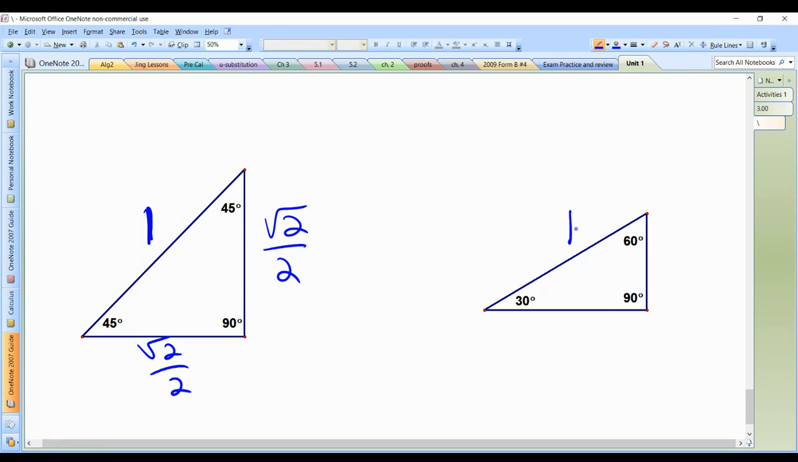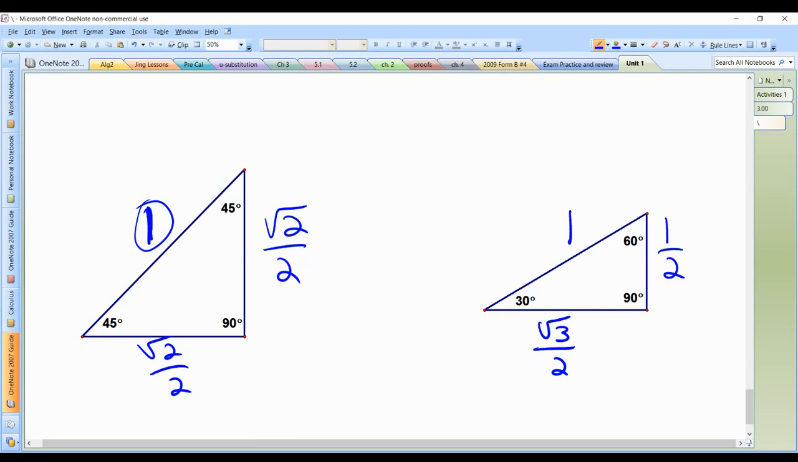Over here, if the hypotenuse was 1, that means that this will be 1/2, half as big. And this length will be the square root of 3 over 2. These relationships are constant. Now, if the hypotenuse was twice as big, all the other sides would be twice as big. If the hypotenuse was 4 times as big, all the other sides would be 4 times as big.